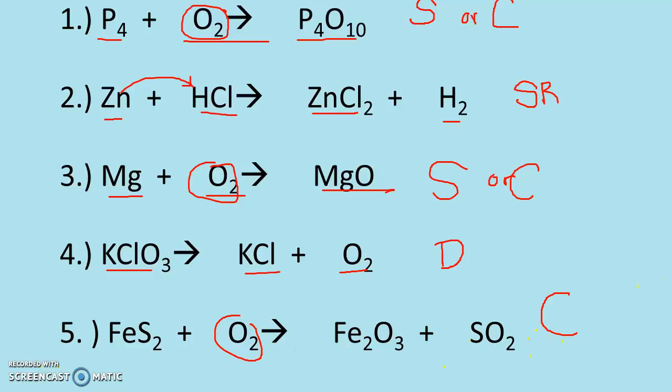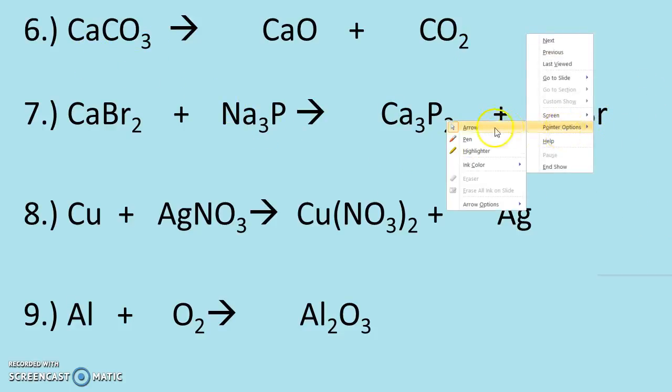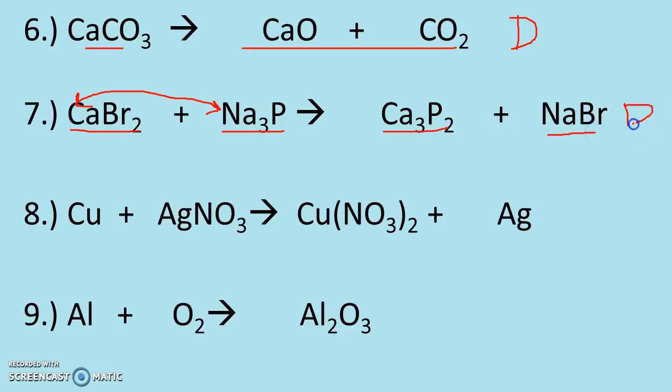All right, let's do another set quick for review. And these will be the last ones we do here. So here we have CaCO3, so calcium carbonate, one thing becoming multiple things. So this is decomposition. Here we have calcium bromide and sodium phosphate. If you notice, calcium and sodium switch places. So now calcium's with phosphide and sodium's with bromide. So this is a double replacement.